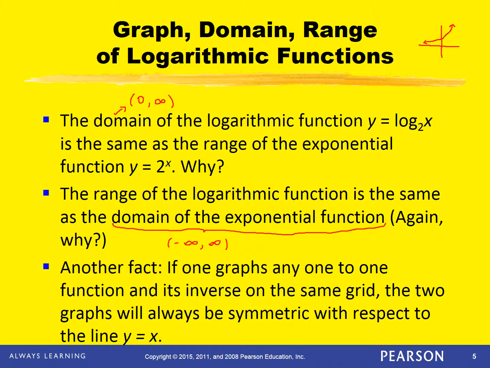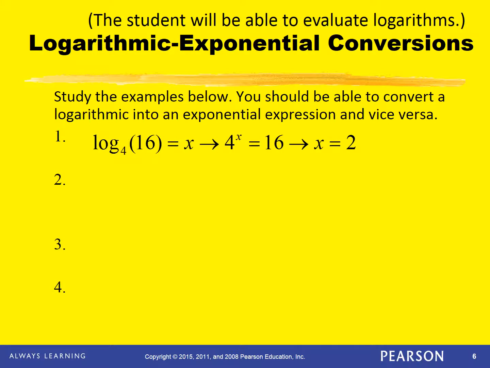Another fact: if one graphs any one-to-one function and its inverse on the same grid, the same set of axes, the two graphs will always be symmetric to one another with respect to the line y equals x, which of course we have seen. So the line y equals x, the identity function, here's your logarithmic graph.